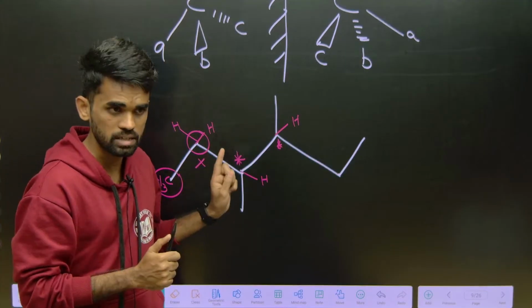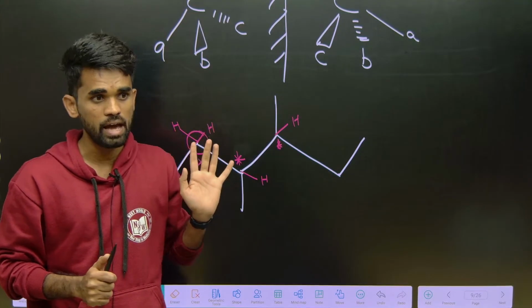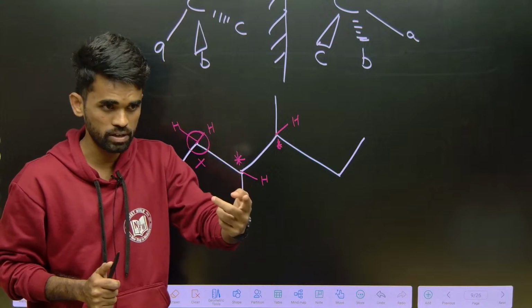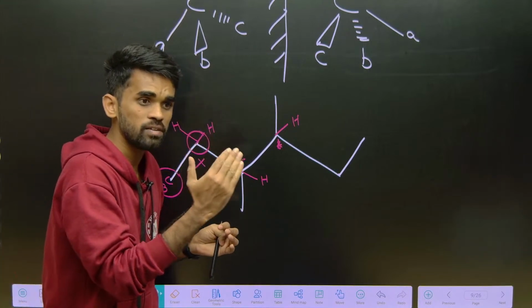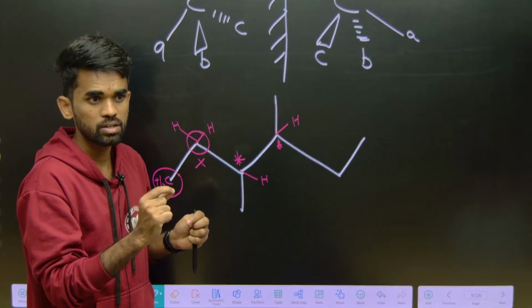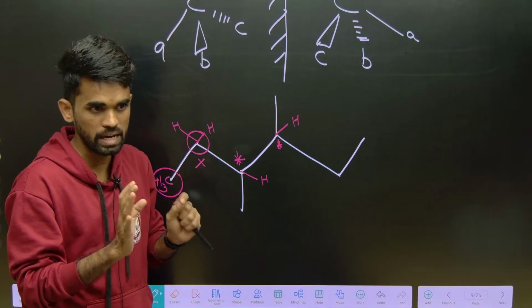So what is the first thing? Identify its chiral centers. If it has only 1 chiral center, definitely it is optically active. If it has more than 1, like 2 or 4, and it contains any plane of symmetry or center of symmetry, then it is optically inactive, or we can say achiral. Optically inactive you can use.